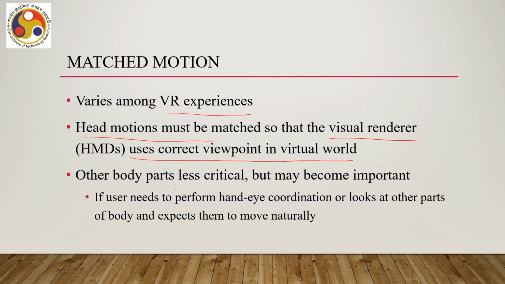Other body parts in such cases may be less critical, but sometimes they may be important. So, if a user needs to perform hand-eye coordination or looks at other parts of the body during the experience, then the user expects the other parts also to move in accordance with the head movement or in accordance with the movement in the virtual world. So, in such cases body parts tracking and corresponding matched motion with the head movement is required.